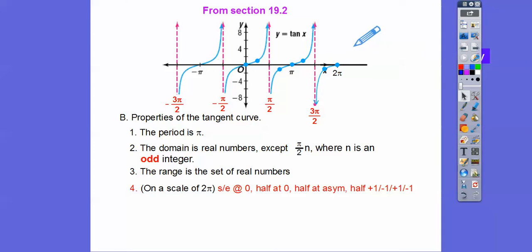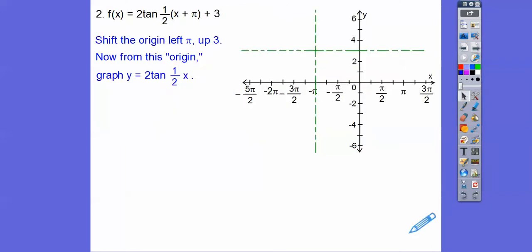All right, and so the range is it goes up and down, and your domain is everything except the asymptotes, so the domain is all numbers except every pi over 2. That's where the asymptotes come up. So anyway, here we go. This guy, we're going to shift the origin to the left pi and up 3. So to the left pi and up 3.